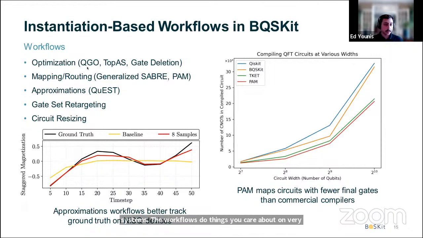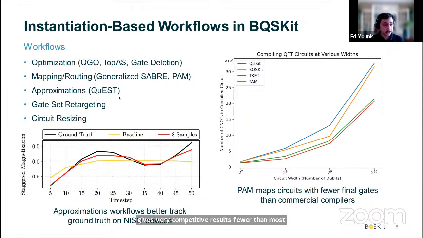So we can do optimization. We're just trying to make the circuit as short as possible with as few gates as possible. We can do mapping and routing. We have a few different algorithms for that. There's this PAM algorithm here, which is absolutely amazing. I'll talk a lot about that later on. This graph is from the paper. At that point, PAM wasn't integrated into BQSKit. Now it is. It's push button. You can just run PAM, and it gives very competitive results, fewer gates than most commercial compilers in many, many cases.